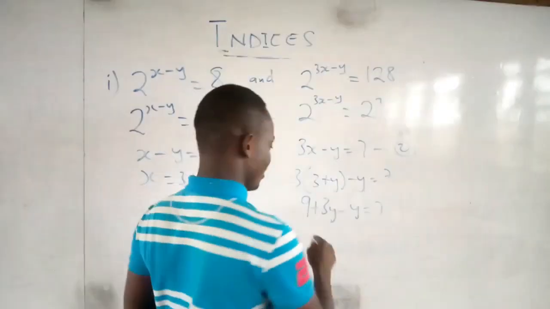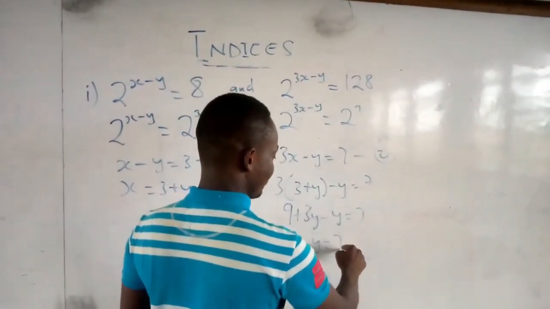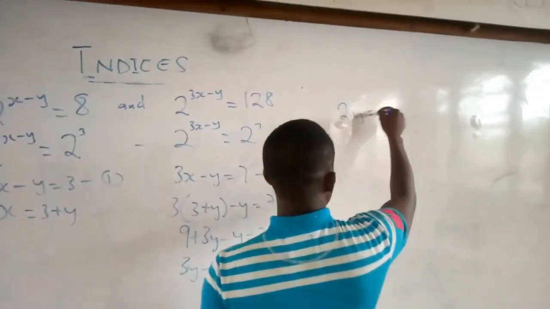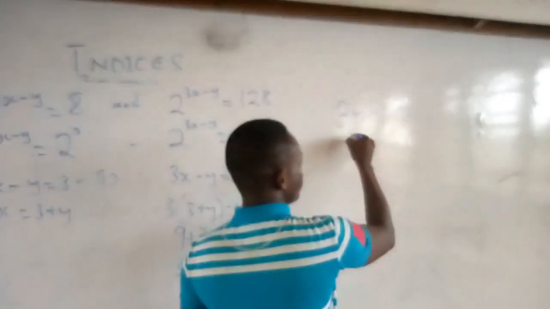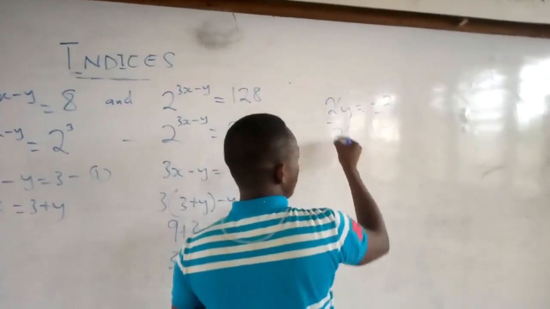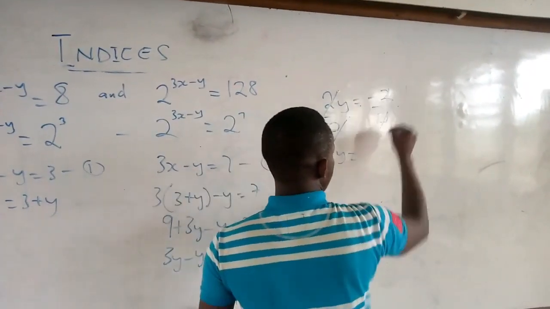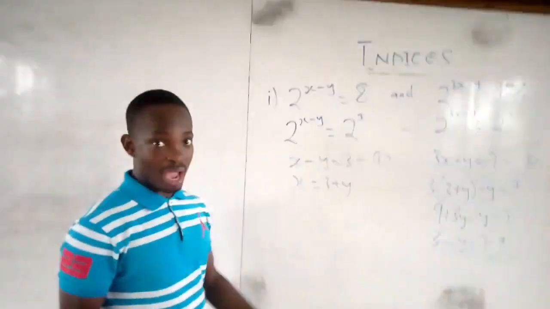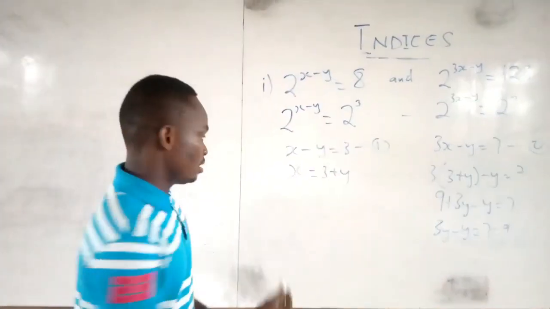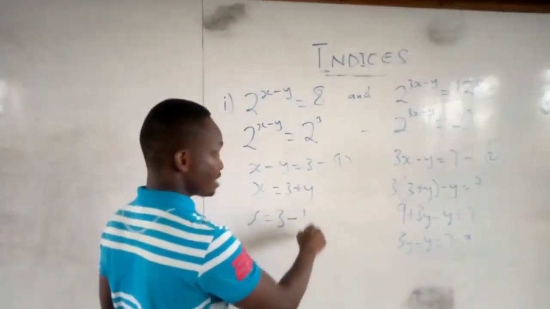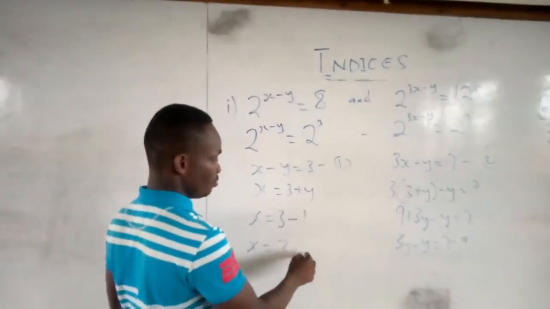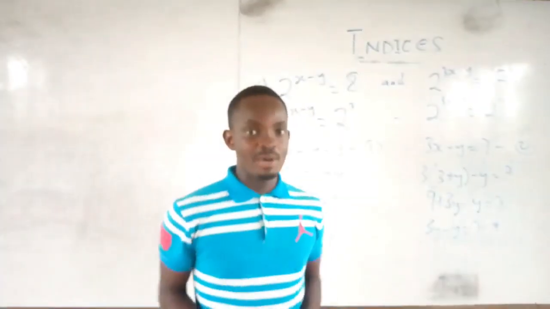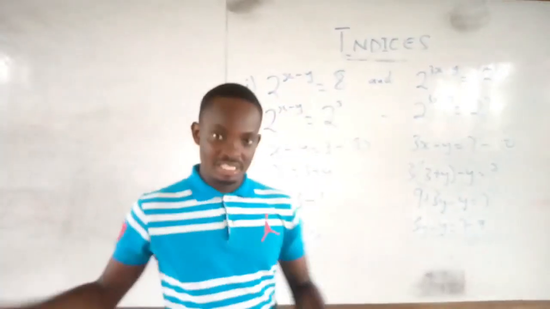Let's group like terms. So we have 3y minus y equals 7 minus 9. Okay, so we get 2y equals minus 2. You want to make y the subject, so divide through by 2. So y becomes minus 1. Now that we know y, we said x is equal to 3 plus y, and our y is minus 1. So x is equal to 3 minus 1, x is equal to 2. Beautiful work done. So make sure that the bases are the same, equate the exponents, then the rest is simultaneous equations, then you are done.